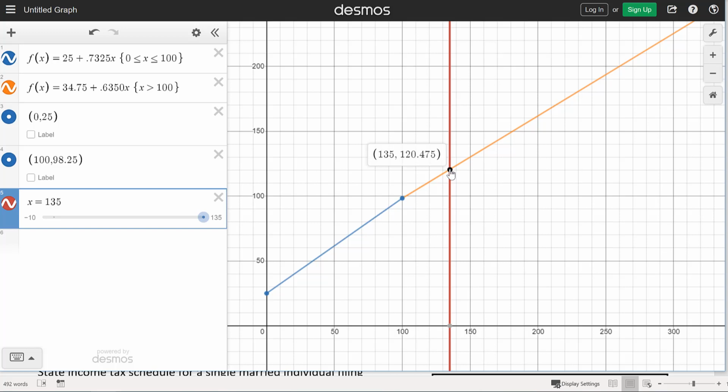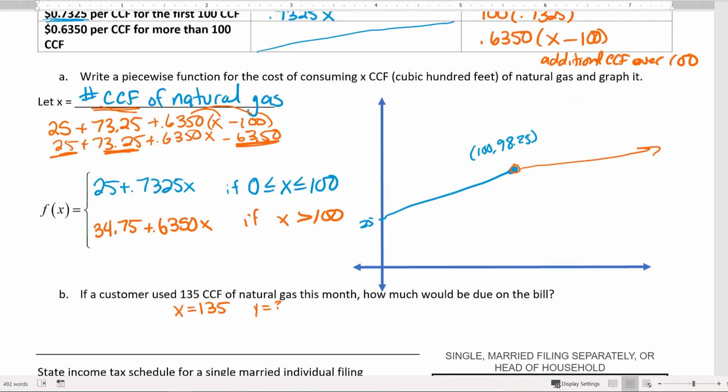So here I have 135, 120.475. That 5 makes that 7 turn into an 8 because I have to round to the nearest penny. So Y is equal to 120.475. So that gives me an answer of $120.48 for the bill for that month. For the first 100, they get charged one rate, plus anything over that, they get charged the orange rate.